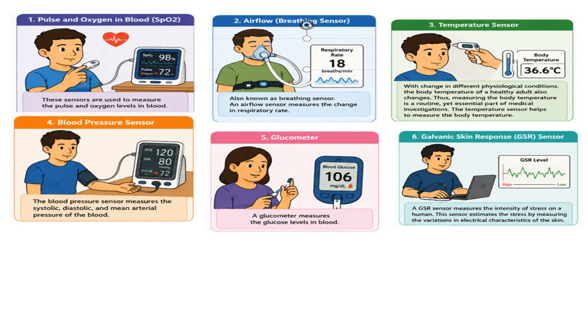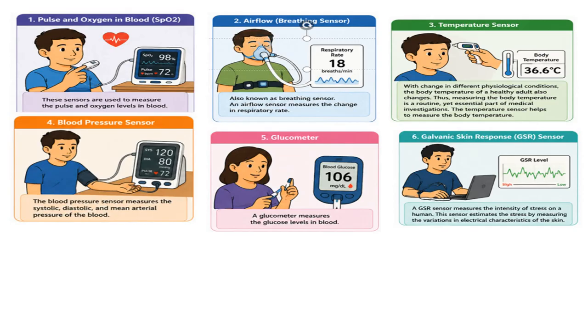Then the next sensor is the galvanic skin response sensor, that is the GSR sensor, which measures the changes in the electrical conductivity of the skin. These changes occur due to sweat gland activity, which is influenced by emotional states such as stress, anxiety, excitement, or fear. The sensor helps estimate a person's stress level by analyzing the variations in skin conductivity.